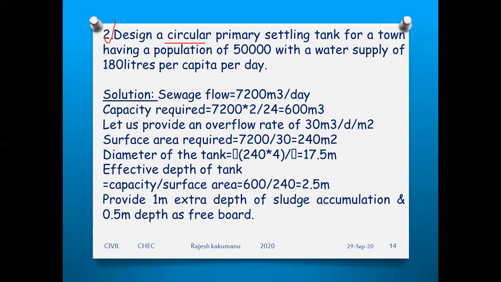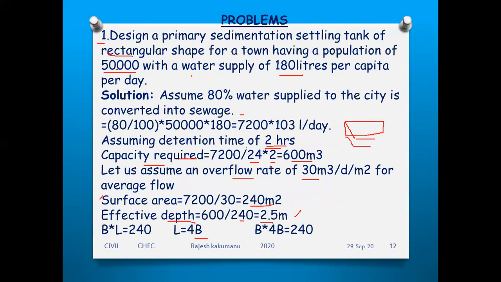Earlier we had the problem in rectangular shape, now we have the problem in circular shape. Now see the given data and assumption data. So what is the sewage flow? The sewage flow is 7,000 meter cube per day, as we said earlier.